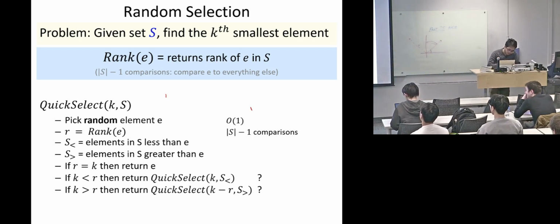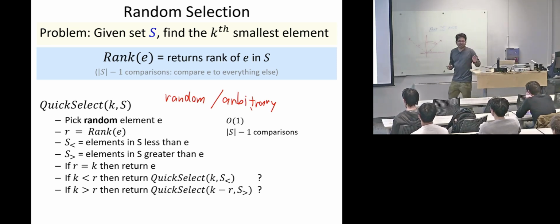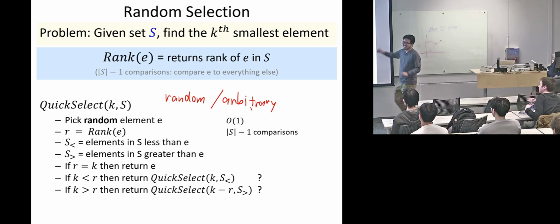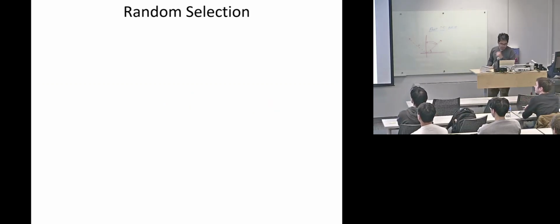So yeah, random and arbitrary are not the same. When we say random in this class, we really mean something specific. That is, the distribution is specific: it's uniform. For arbitrary, it's just that we have no control. Good. So that's the algorithm.